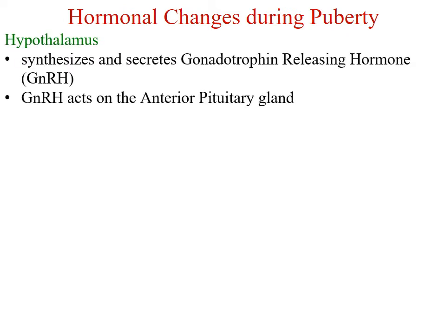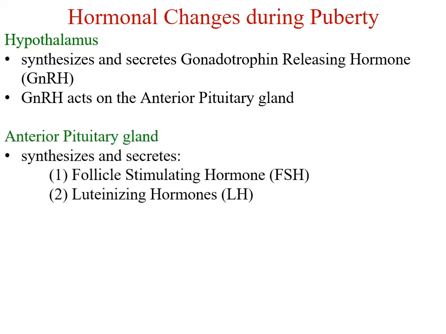Hormonal changes during puberty. The hypothalamus synthesizes and secretes gonadotropin releasing hormone, called GnRH. GnRH acts on the anterior pituitary, stimulating the synthesis and secretion of follicle stimulating hormone, called FSH, and luteinizing hormone, called LH.